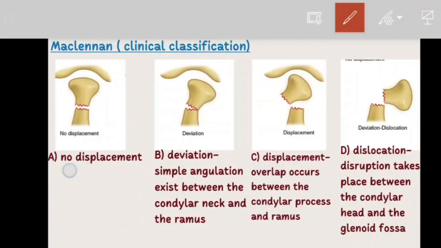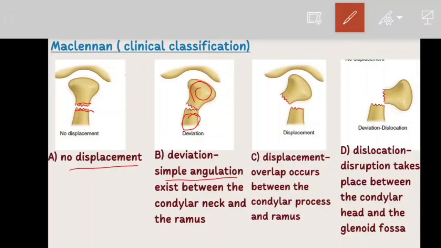Now according to the Maclennan clinical classification, there are four types, okay. So first one is no displacement. So here the bone is fractured but it remains in position. You see it remains in position, okay. Now second one is deviation. There is a simple angulation between the condylar neck, this is the condylar neck and this is the ramus. So here it is a simple angulation you see, okay.